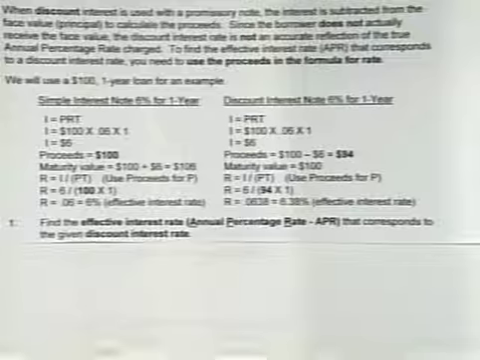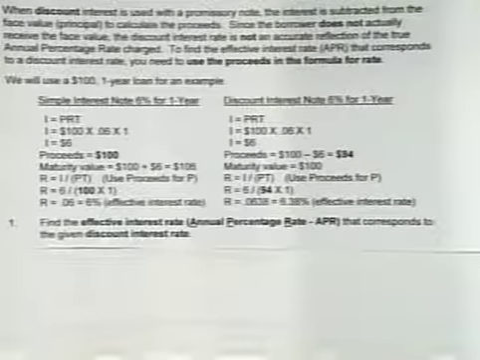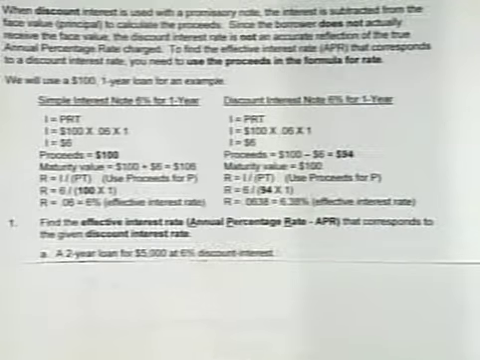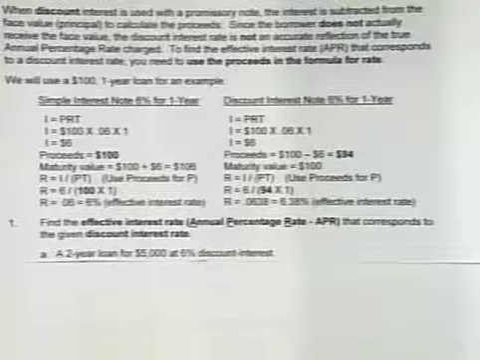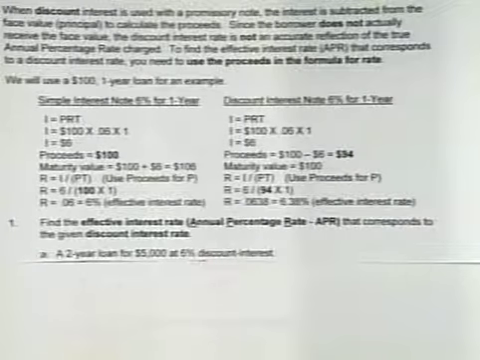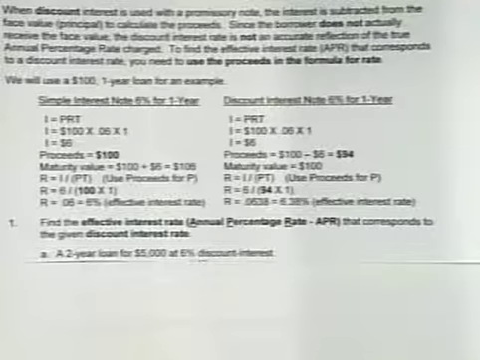If you were ever asked to just convert from a discount rate to an effective rate or to an APR, all you'd have to do is use $100. But I'm going to give you some more precise numbers here. Let's look at the first one. It says, find the effective interest rate, or the APR, that corresponds to the given discount interest rate. You've got a 2-year loan, $5,000, 6% discount interest. Start out by figuring out how much the interest is and what the proceeds are, then use the proceeds in the rate formula to calculate the APR.